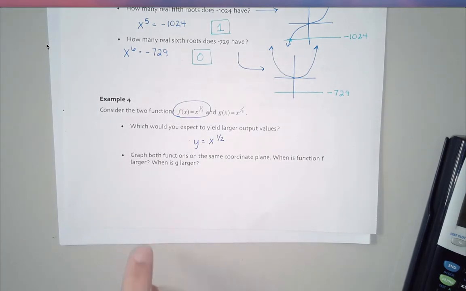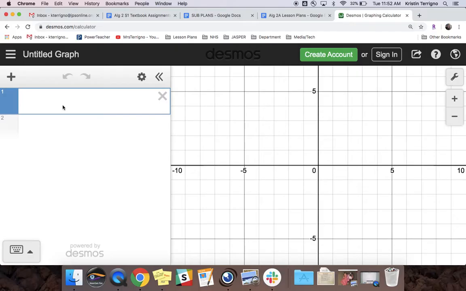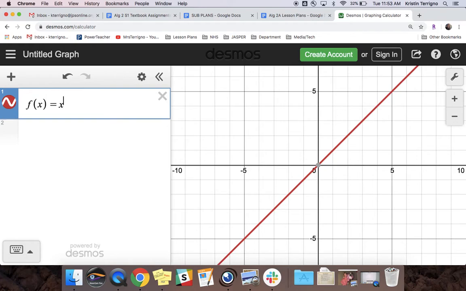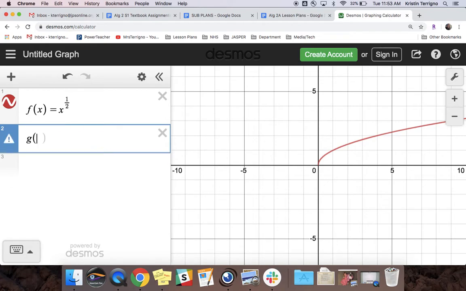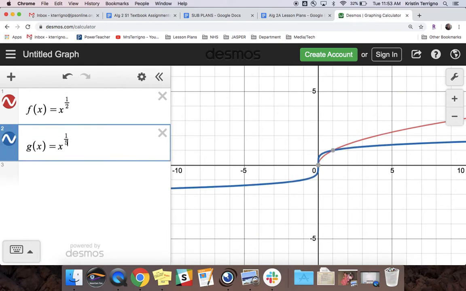But there is something kind of interesting that happens. Graph both functions on the coordinate plane. When is f larger and when is g larger? And so I'm still looking at example 4 from your notes here. I'm looking at f of x equals x to the power of 1/2. And what was my other one? g of x equals x to the power of 1/5.